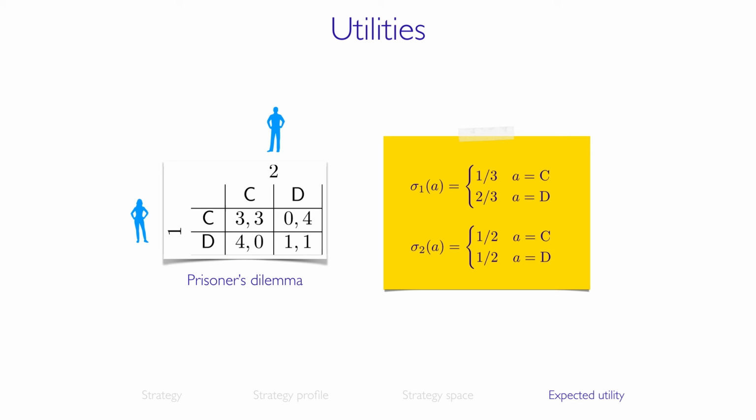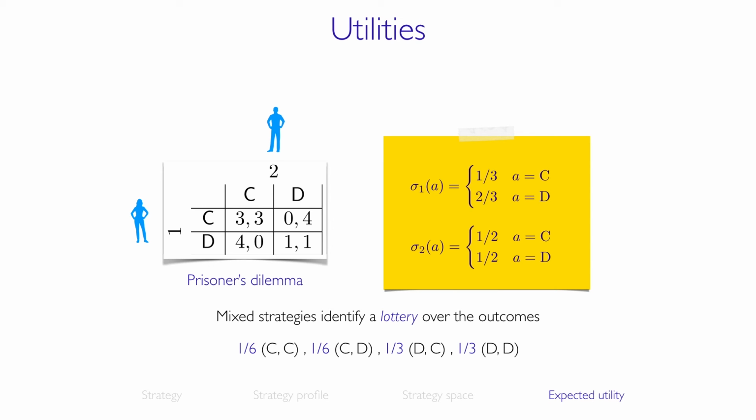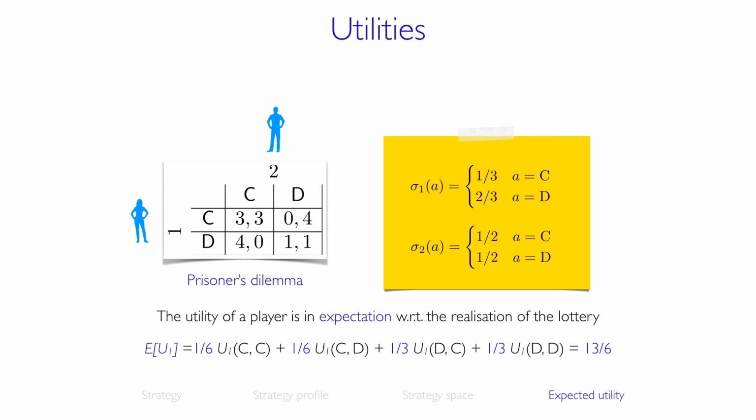As happens in the picture, where player 1 plays 1/3 over C and 2/3 over D, while player 2 plays uniformly over her actions. First, we need to introduce the notion of lottery. A lottery is a probability distribution over the outcomes. In the case reported in the slide, the strategy profile induces the following lottery: 1/6 on CC, 1/6 on CD, 1/3 on DC, and 1/3 on DD.